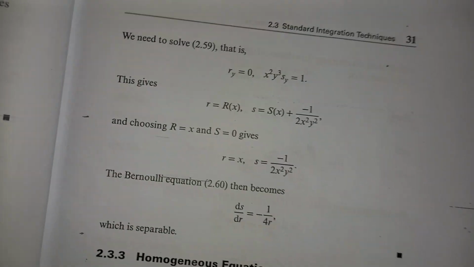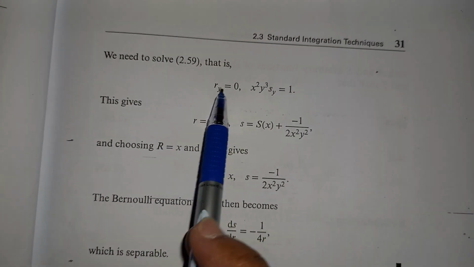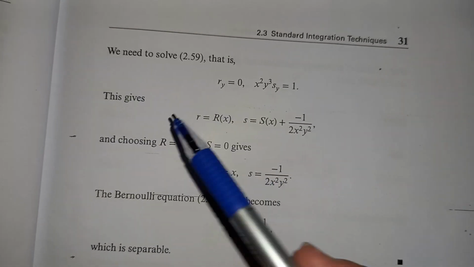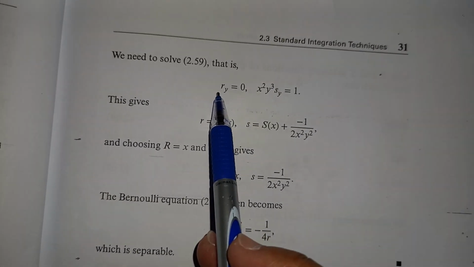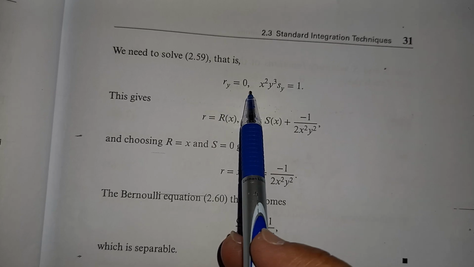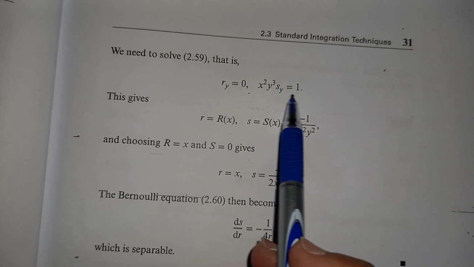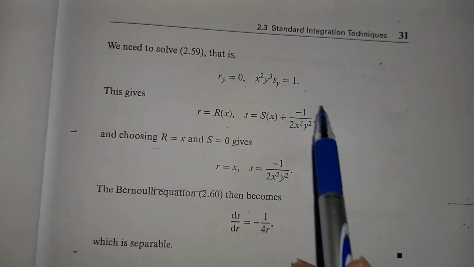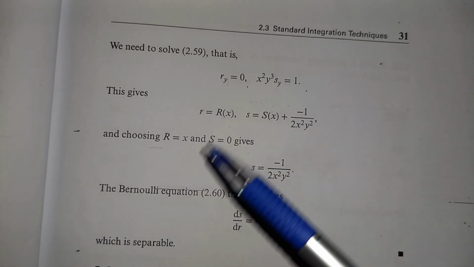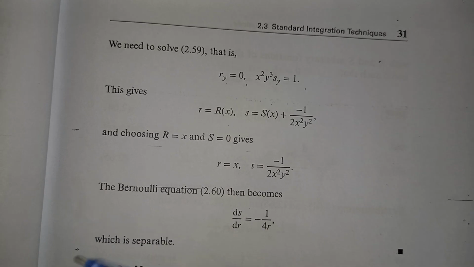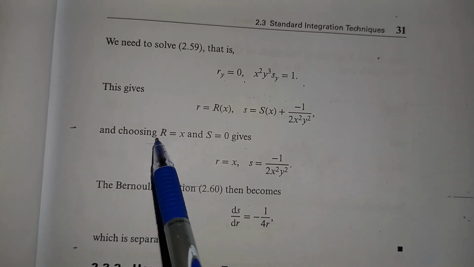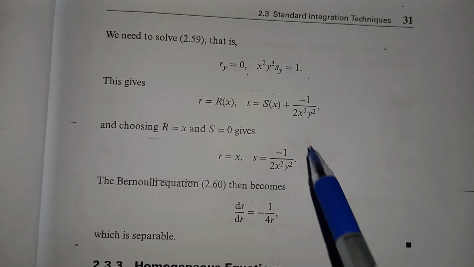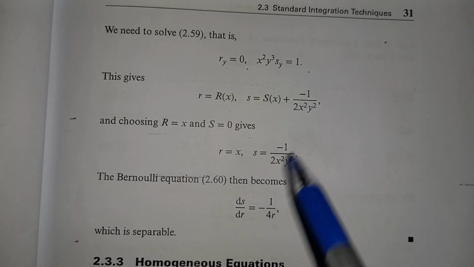Now our next target is to find the value of r_y, to write this equation in terms of the canonical variables, and obviously from here you can write r_y is equal to 0 and x squared y cubed s_y is equal to 1, and by the method of characteristics you can find its solution. And our next target is to select the particular values for r and s. So I have written here r is equal to x and s is equal to 0, so we will get the values of r and s as given in this equation.